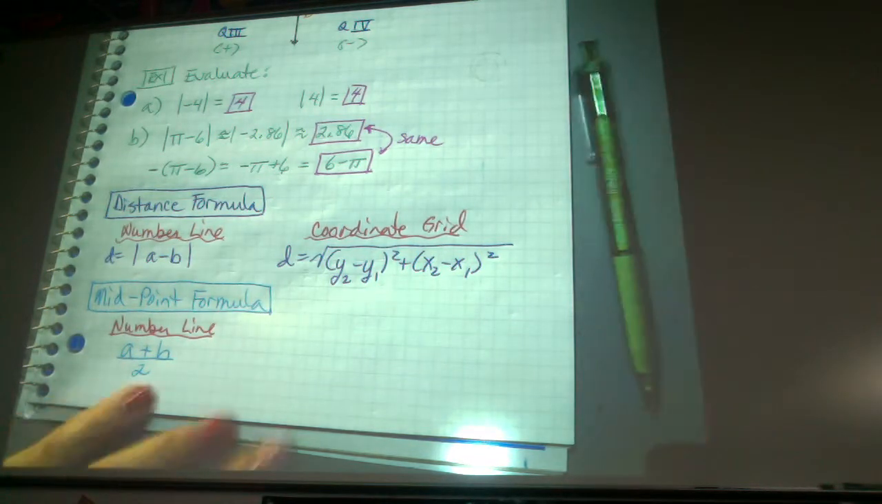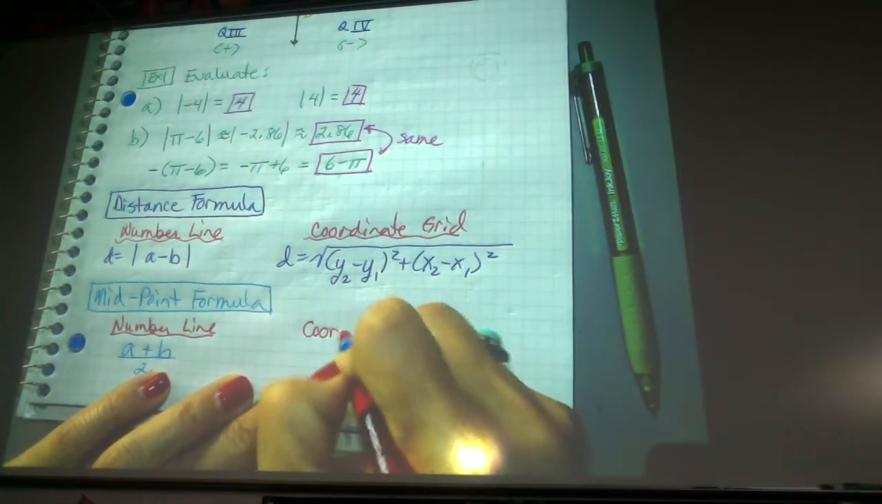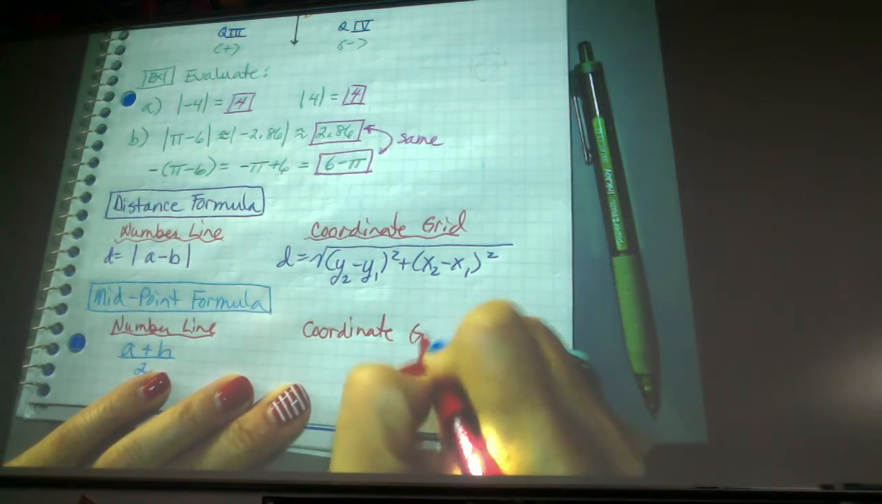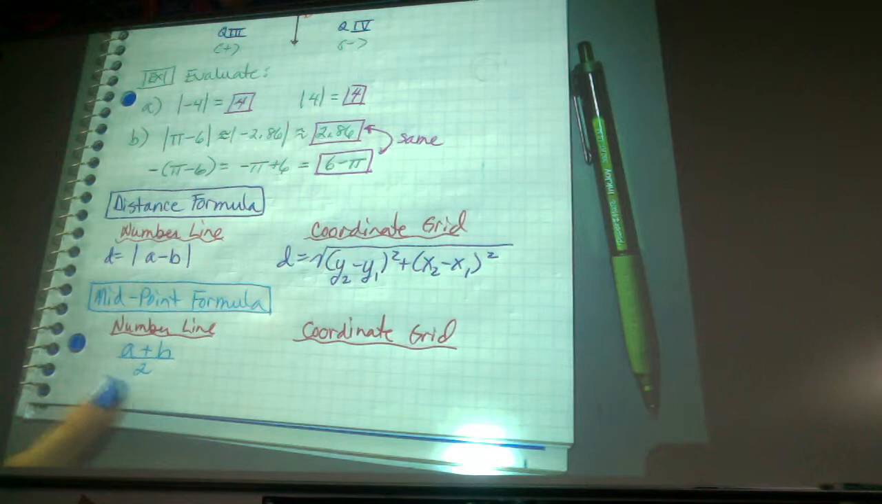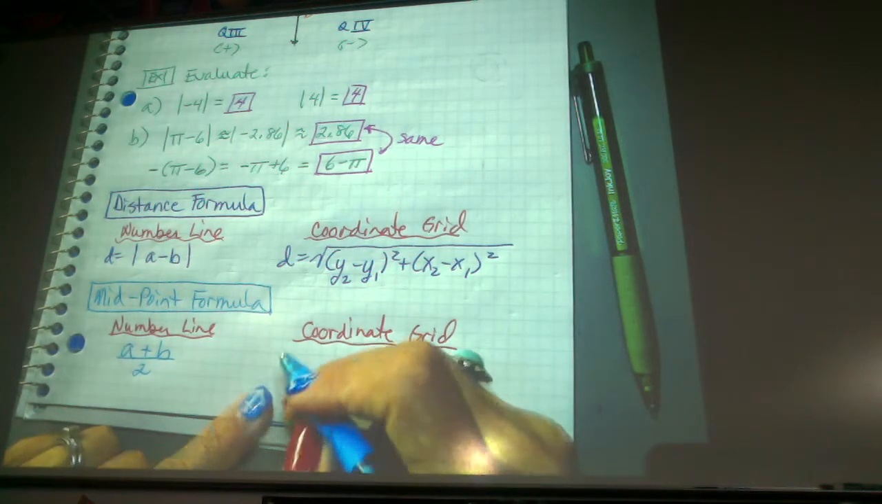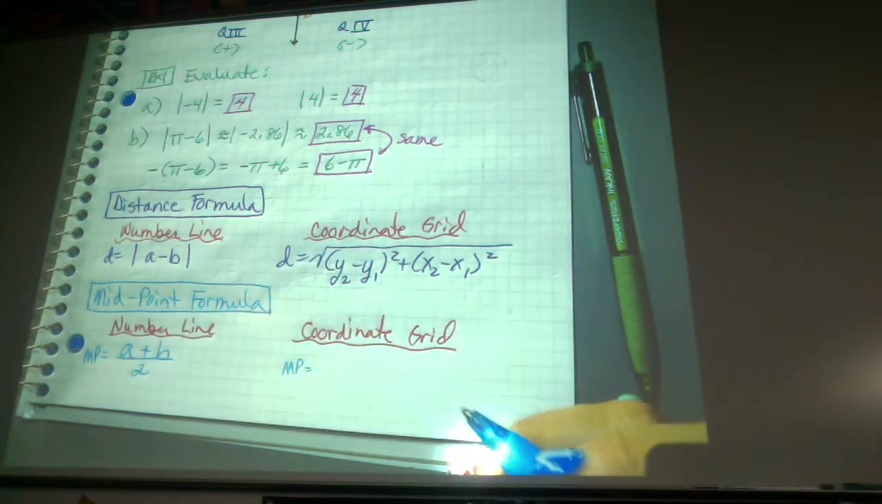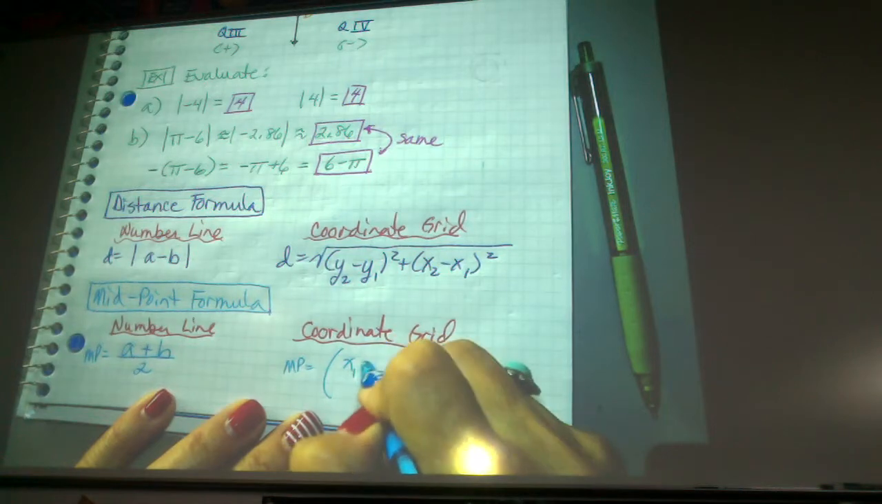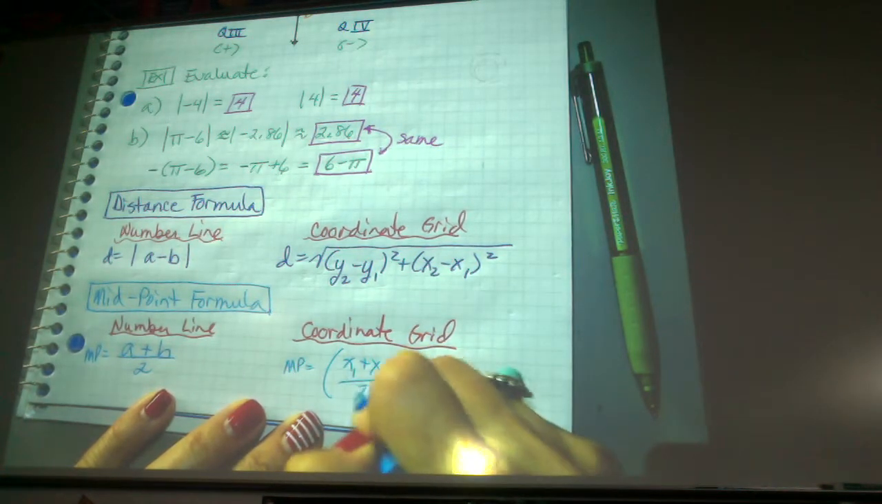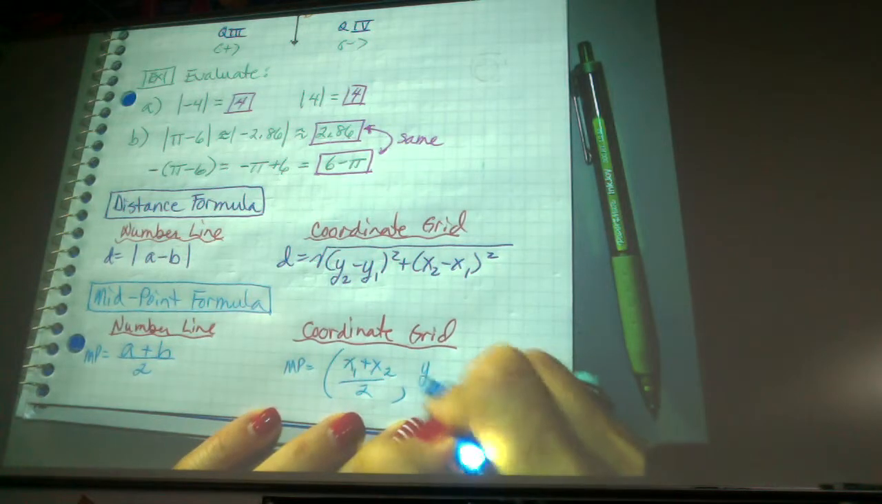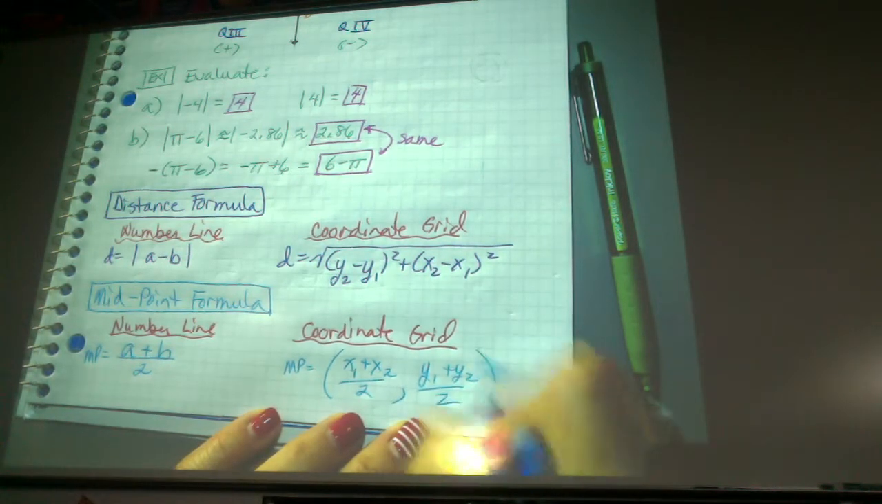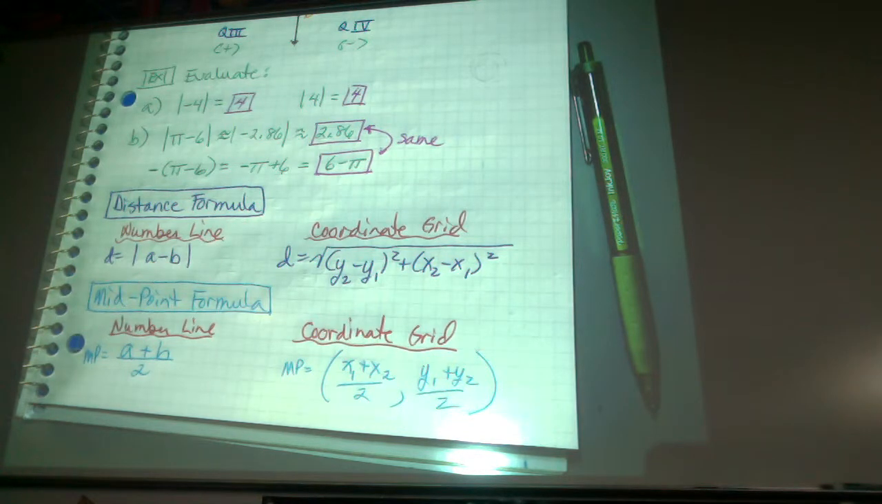And then in the coordinate grid, doesn't this essentially look like an average, by the way? Adding two things and dividing by 2, it's an average, right? Coordinate grid, same thing for your midpoint. Coordinate grid is going to be an ordered pair. So you take the x values, x sub 1 plus x sub 2, and divide that by 2, so you're averaging the x's. And then you take the y values, add them together, and divide by 2, so you're averaging the y values. Of course, paying attention to signs.